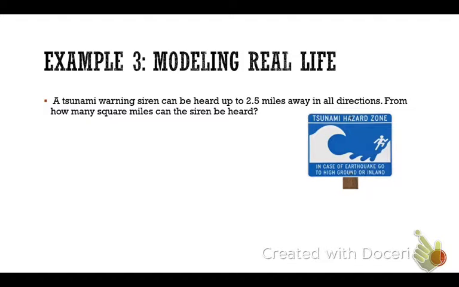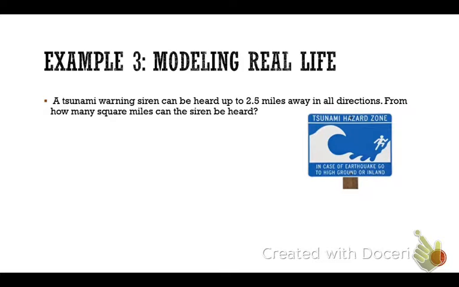So let's read now that we're all kind of caught up on what's the topic here. Because remember, modeling real life, it always has some kind of a topic. I want you to try to connect to that topic. It really does help when you're trying to visualize what's going on. Tsunami warning siren. So, it's on one of those telephone poles, and it blasts a siren. It can be heard up to 2.5 miles away in all directions. From how many square miles can the siren be heard?